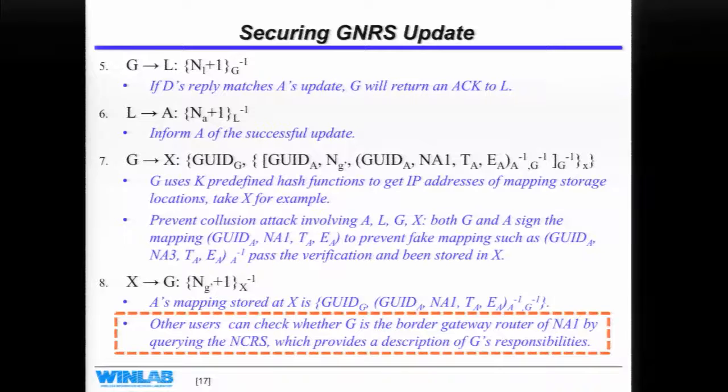Other users who make a query and obtain this mapping can verify with the NCRS to see if the second signature really comes from the border gateway router of that network. This solution guarantees the network origin of this mapping, and therefore we can prevent a mapping attack against the mapping involving a wrong network address. So this is what we have done for the GNRS update protocol.